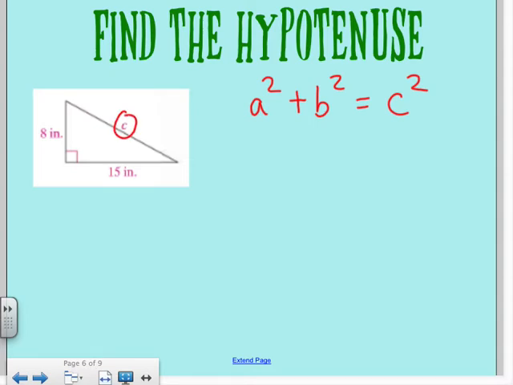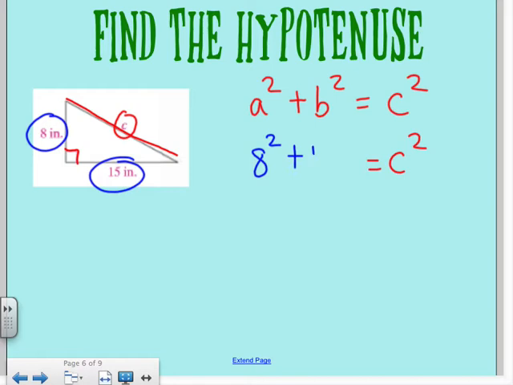But if they don't call it C, you see how it's this long side across from the right angle? So that also gives away that that's the missing one. So we'll leave C as C. My legs are 8 and 15, okay? It doesn't matter which is which, so just put one for A and one for B. Because remember, if you're just adding them anyway, it doesn't matter what order you're doing it in, okay?